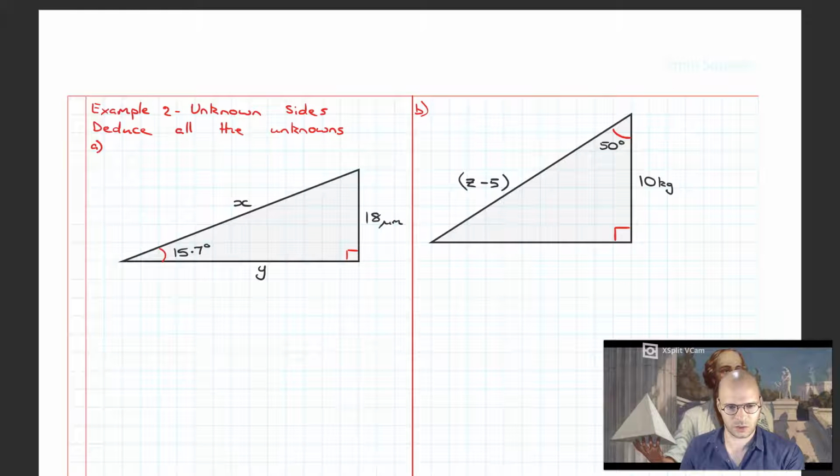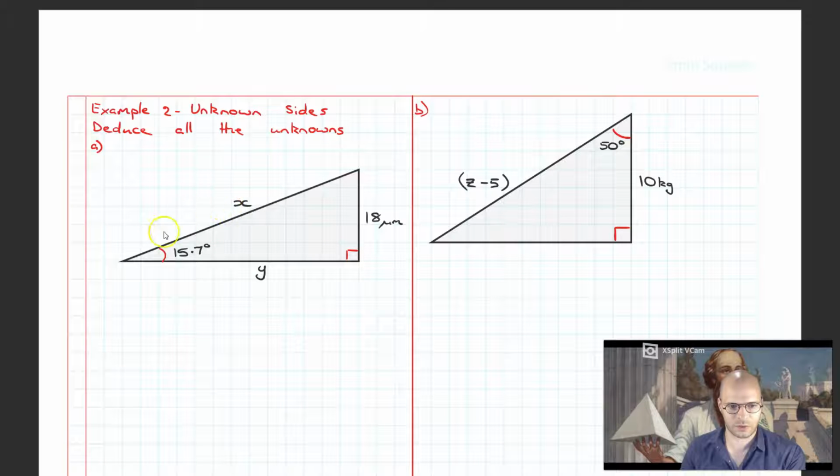Welcome to this video on the topic of trigonometry. In this video, we're going to have a look at how we can calculate unknown side lengths within right-angled triangles. However, for this video, we're going to have a look at some slightly more vexing problems.